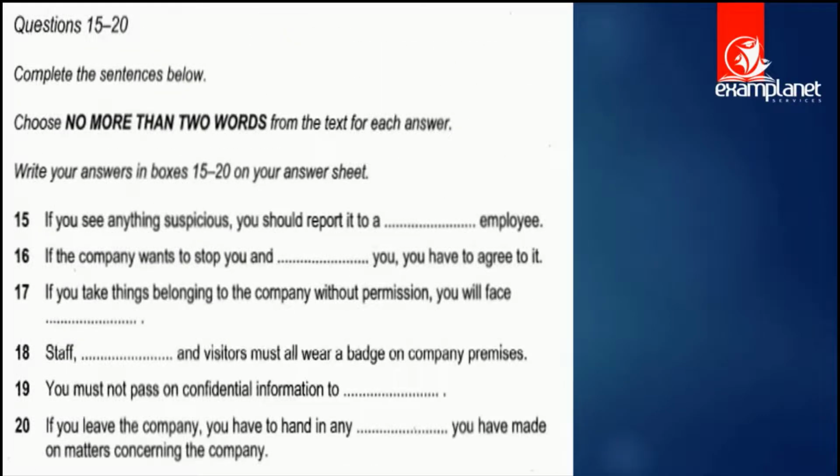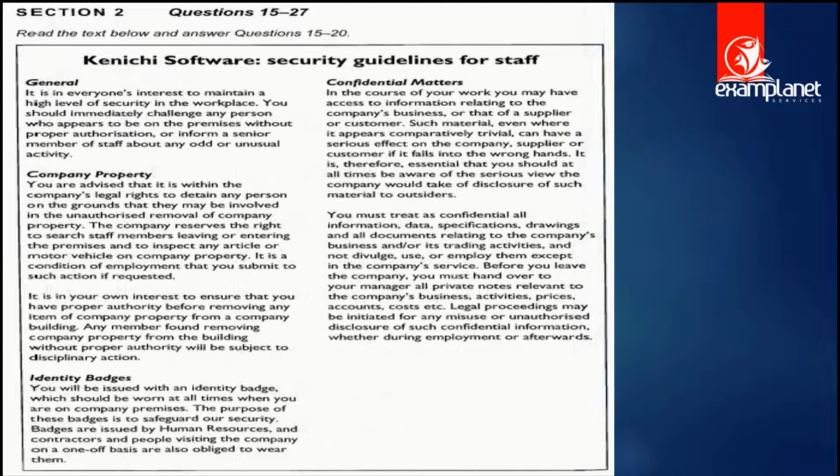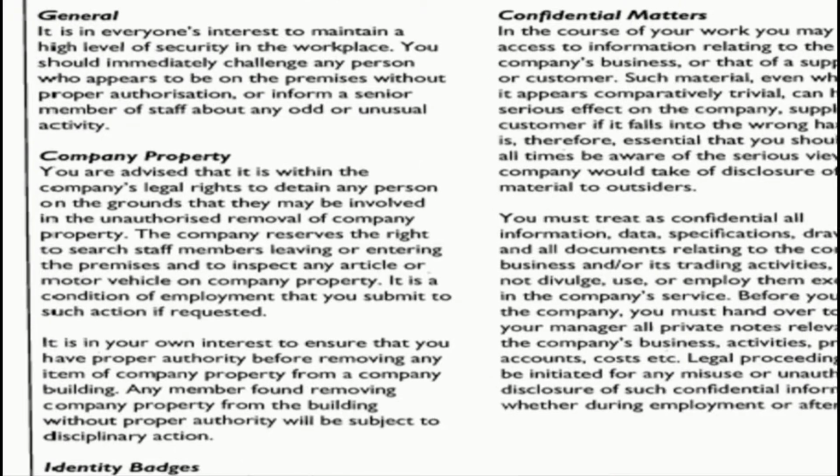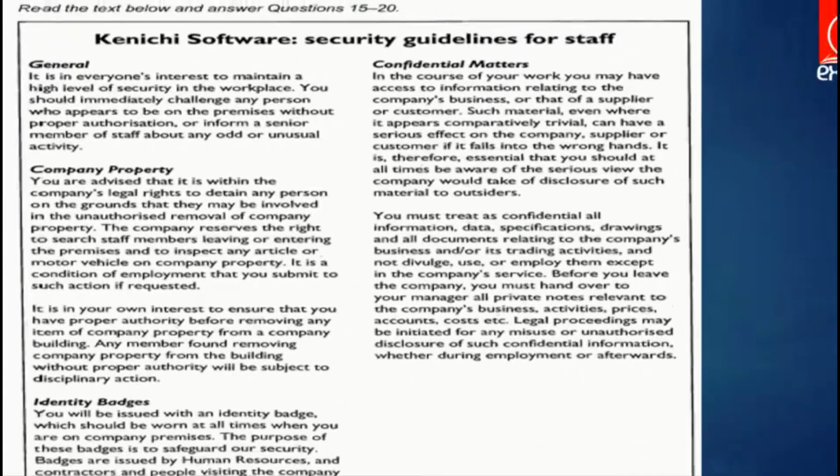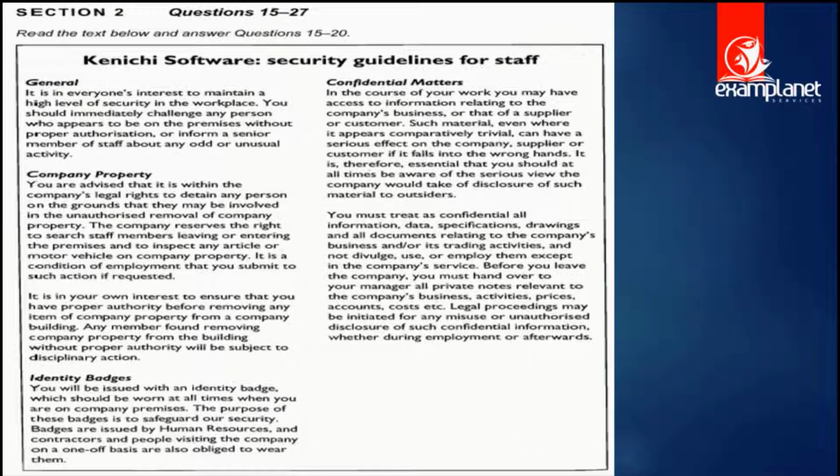For number 16, it says, if the company wants to stop you and dash you, you have to agree. So what are two things listed that could be done by the company to a person? Under company property, you are advised that it is within the company's legal rights to detain any person. The next one says, the company reserves the right to search staff members leaving or entering.